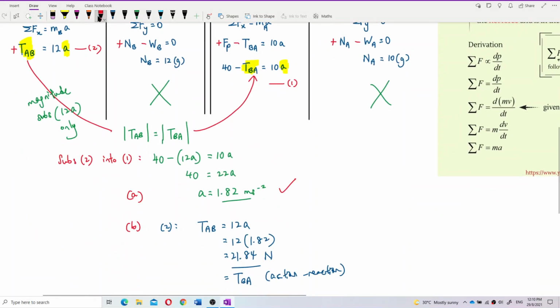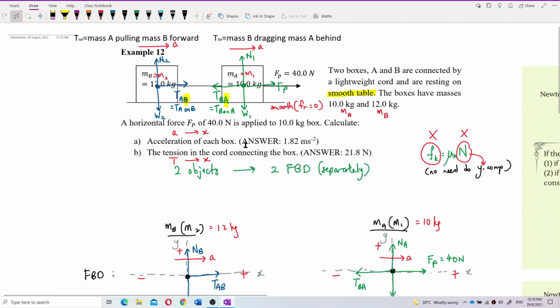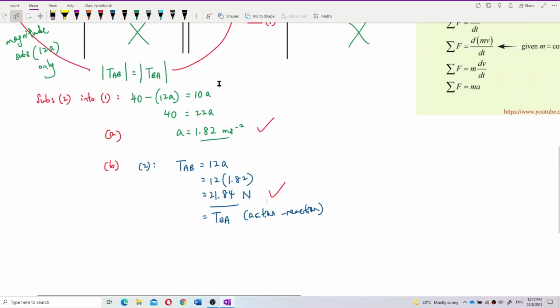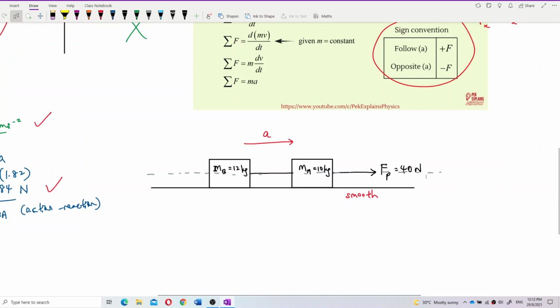Now, there is actually one shortcut to find acceleration. If the question just asks to find acceleration without asking for the tension, there's one shortcut to find the acceleration of each box. You can ignore the tension and combine these two objects as one object. Let me just draw it for you first. Okay, I already drew it for you.